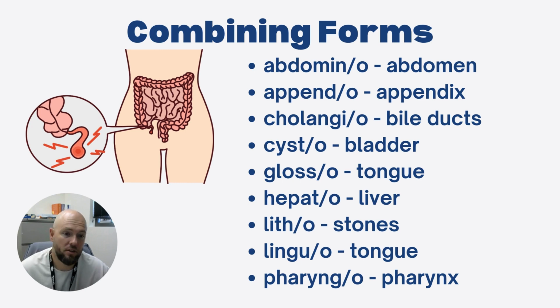Appendo, appendix. Cholangio is a bile duct. Cysto is a bladder. Glosso is the tongue. Hepato is referring to liver. Litho means stones. Linguo is tongue. Pharyngeo is pharynx, or the throat.